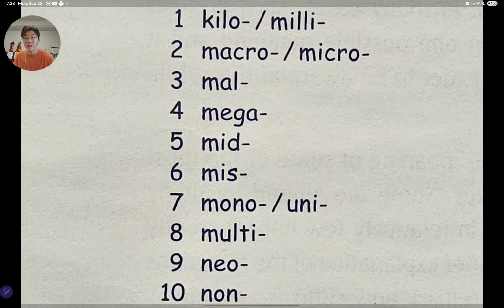Firstly, here's our contents. And today we are doing these words: kilo, milli, macro, micro, mal, mega, mid, mis, mono, uni, multi, neo, and non. Let's just do this.